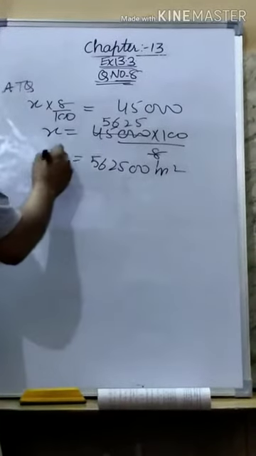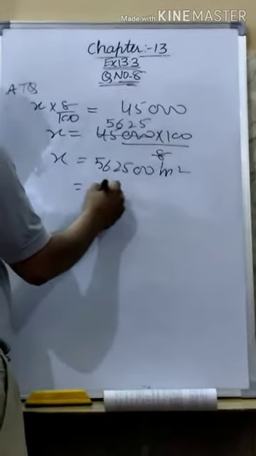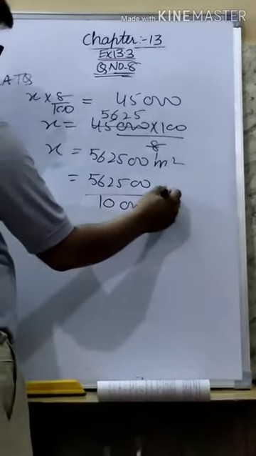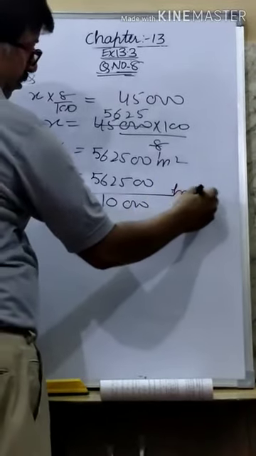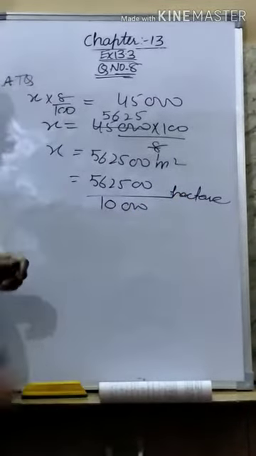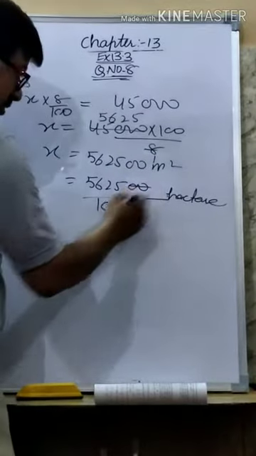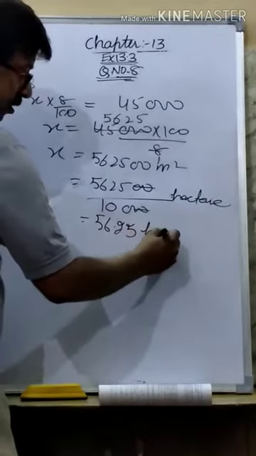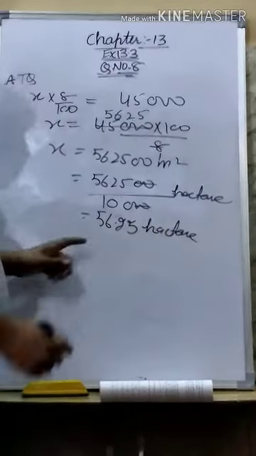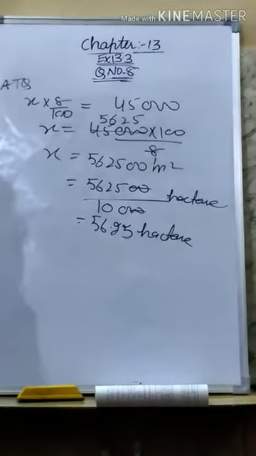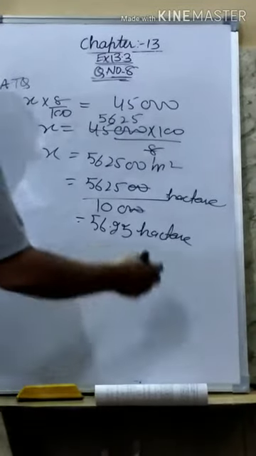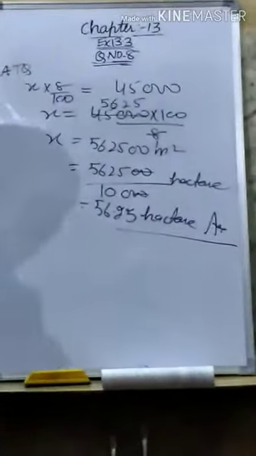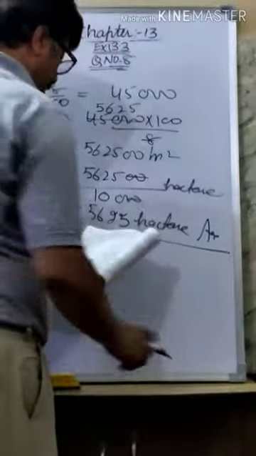This is the area. Now if you convert the area into hectare, you divide by 10,000. Cancelling, this is 56.25 hectare. This area will be irrigated in 30 minutes. Understand? So this is the answer. Now one more question, my dear students. Last question, you read this.